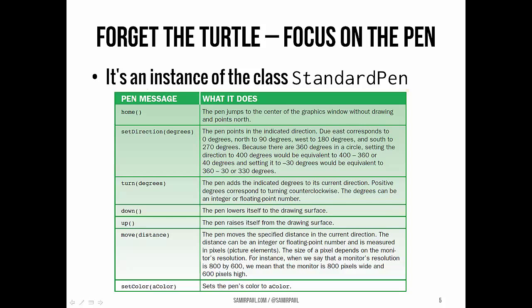There's the home method, which takes us back to the center of the screen. Set direction, we can set it to a cardinal direction, anywhere from 0 to 360 degrees. We can also give it negative direction changes. We can turn it by some number of degrees. We can bring the pen up or down so it doesn't draw or does draw. We can move it a certain number of steps, and we can set its color.